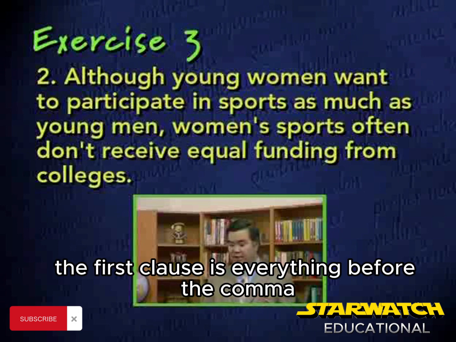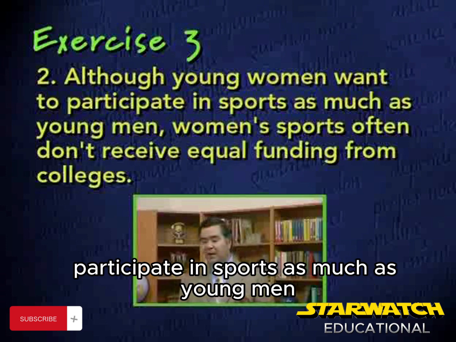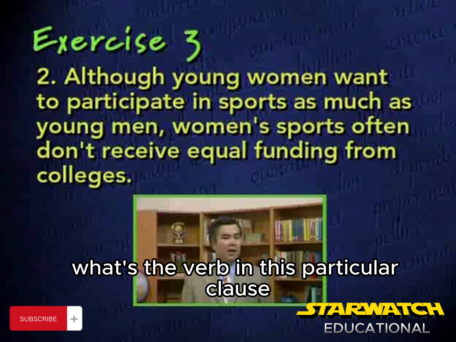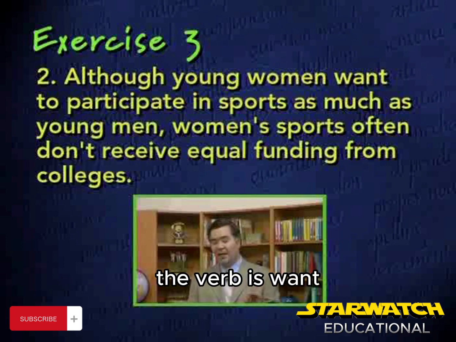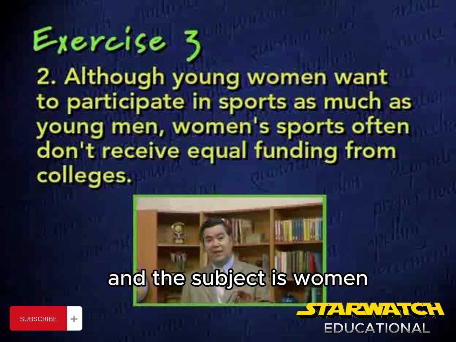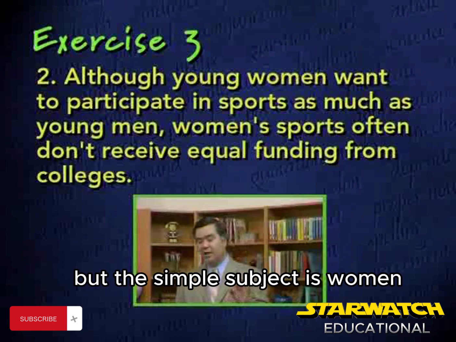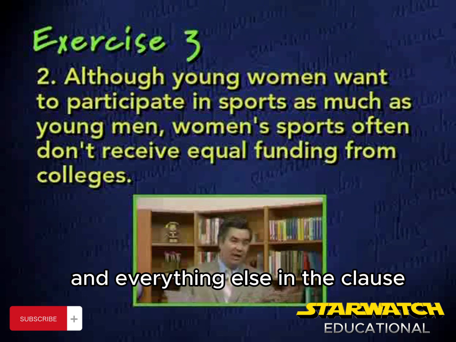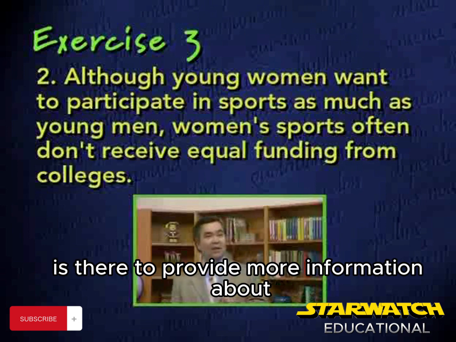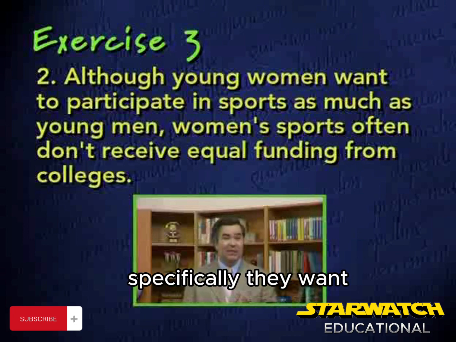The first clause is everything before the comma, and it reads, although young women want to participate in sports as much as young men. What's the verb in this particular clause? What word expresses action or being on the part of the subject? The verb is want, and the subject is women. Young women is the broader subject, but the simple subject is women. So the subject and verb in this clause is women want, and everything else in the clause is there to provide more information about what kind of women we're talking about and what specifically they want.